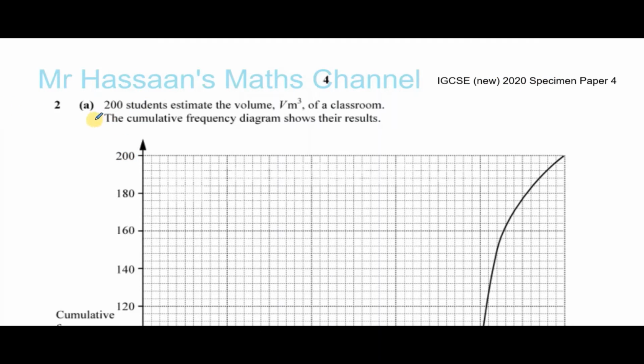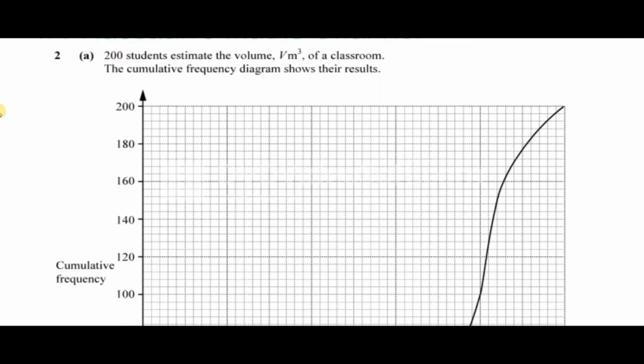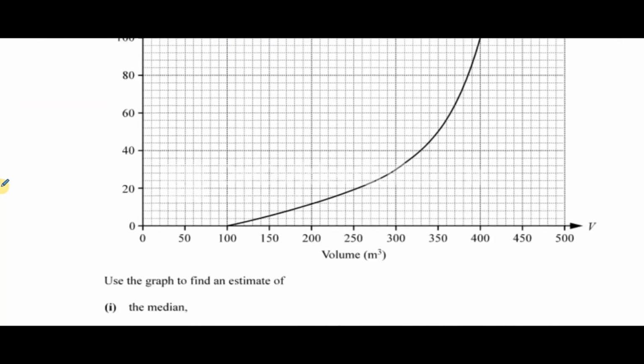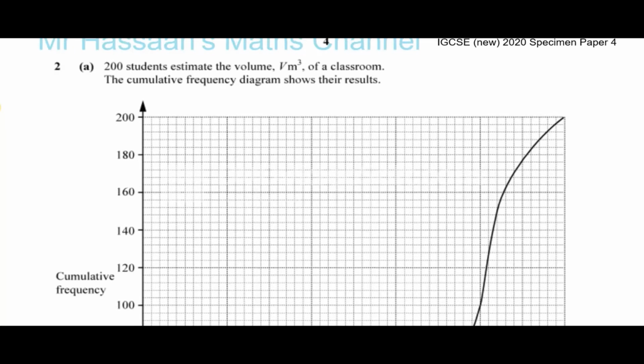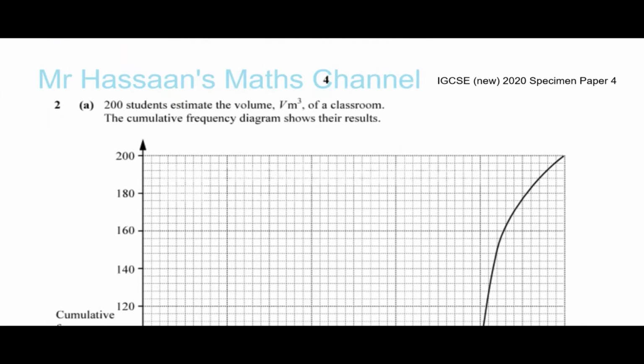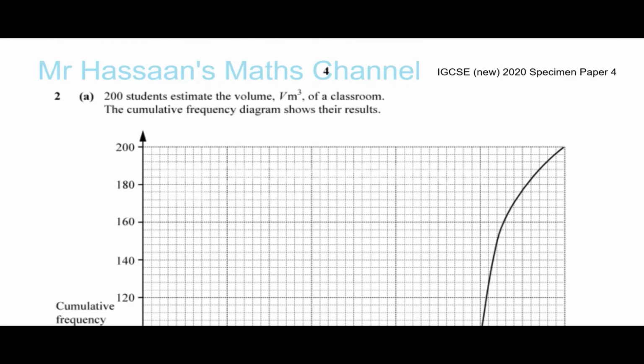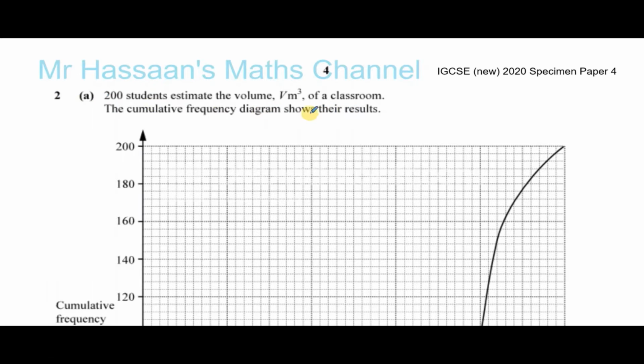Here we are answering question number 2 from Specimen paper 4 for the 2020 specification, and number 2 is about statistics. The first question in number 2 is about a cumulative frequency curve, and it tells us there are 200 students that estimate the volume of a classroom. The cumulative frequency diagram shows their results.